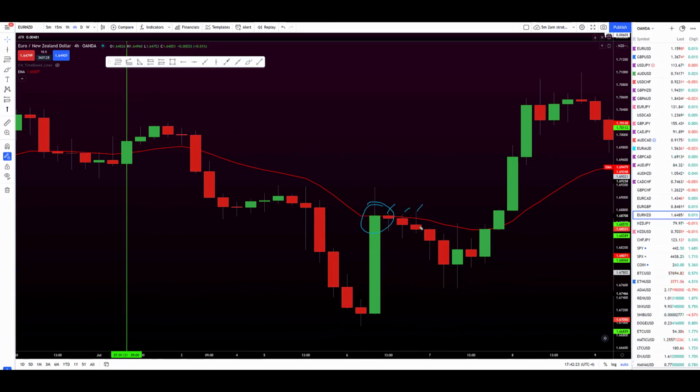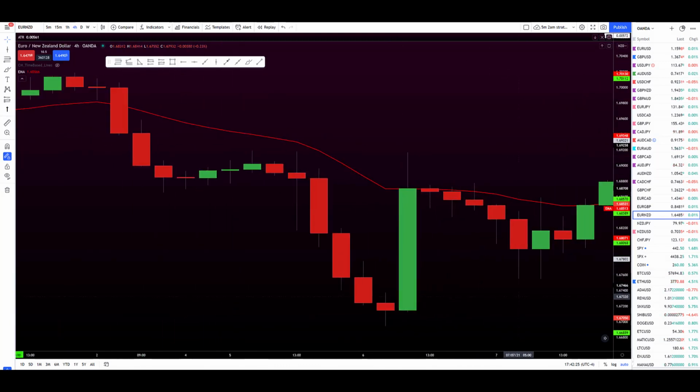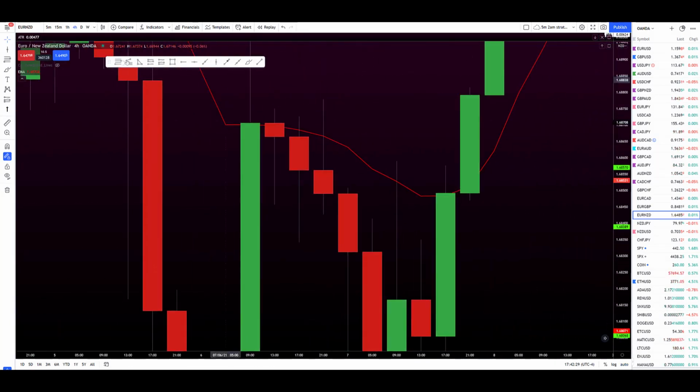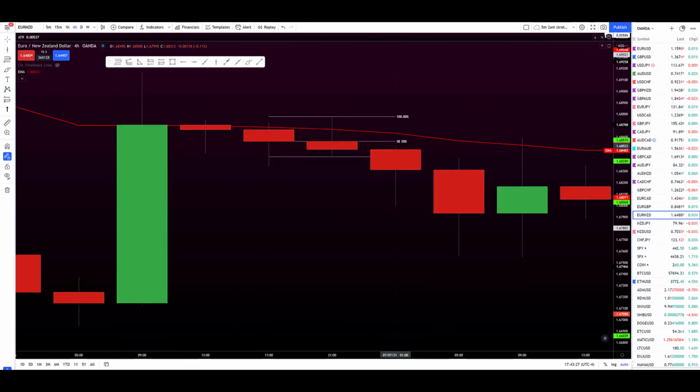Bearish, is this a 38.2? Possibly. Let's check and see. Let's make sure that was a close above. Definitely was a close above. We're going to take our Fibonacci tool now and see if this is a 38.2. It is not. So with that being the case, we move on.